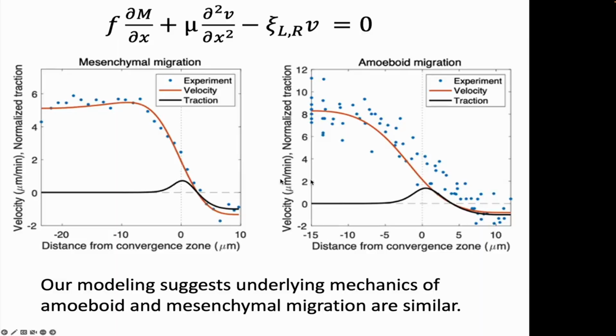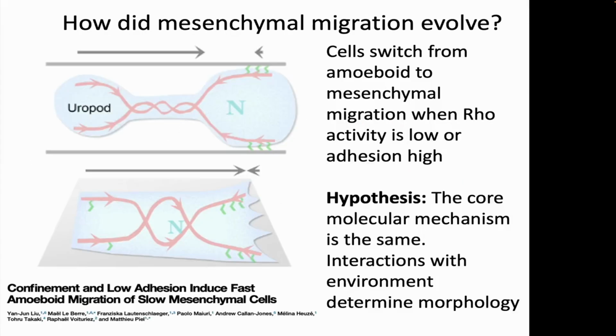In terms of the modeling, if we look at the velocity profiles, you can see that once again, they're strikingly similar. There's a little bit of a shift of the position of the convergence zone between these 2 types of migration, but overall, the modeling suggests that the mechanics are very similar.